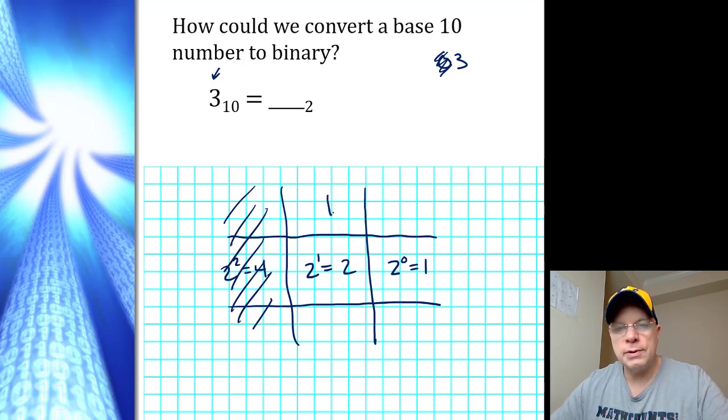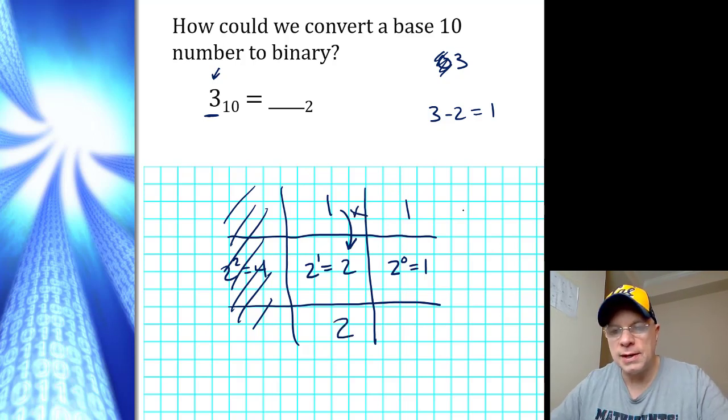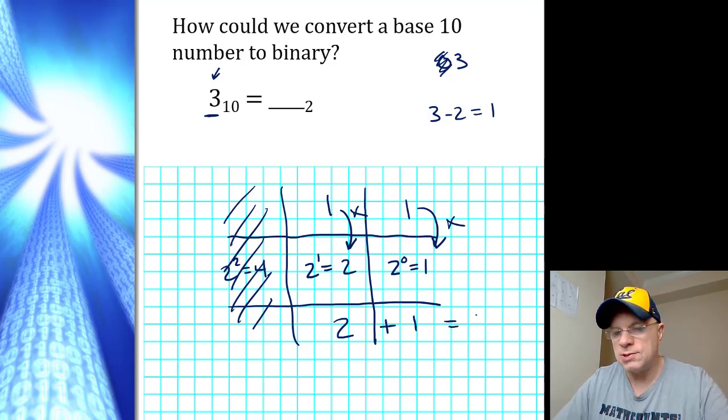I need a 2, and then I have 1 left over to represent 3, so I need a 1. I need a 2 and a 1. I need 1 2, which is 2 in base 10, and I need 1 1, which is 1 in base 10. So if I have a 1 and a 1 in binary, I have 2 and 1 in base 10, I have a 3 in base 10.